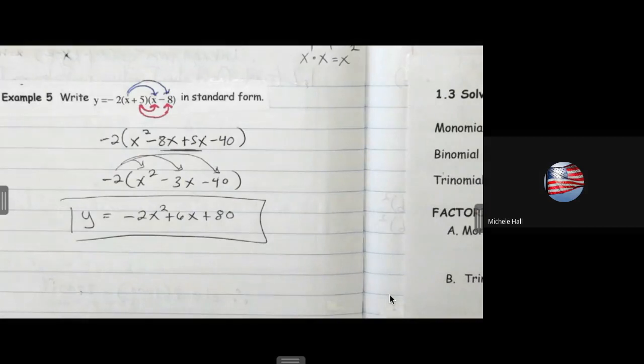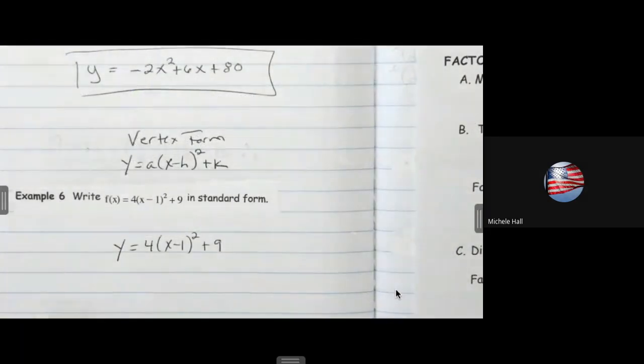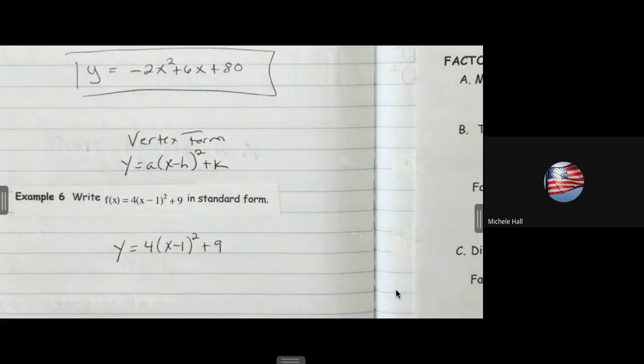Example 6. Which form is it starting in? All I'm trying to do is put this in standard form. I need to multiply. I need to think about how I can start putting it in standard form. Any ideas on how you'd like to start? What do you got, Mary?